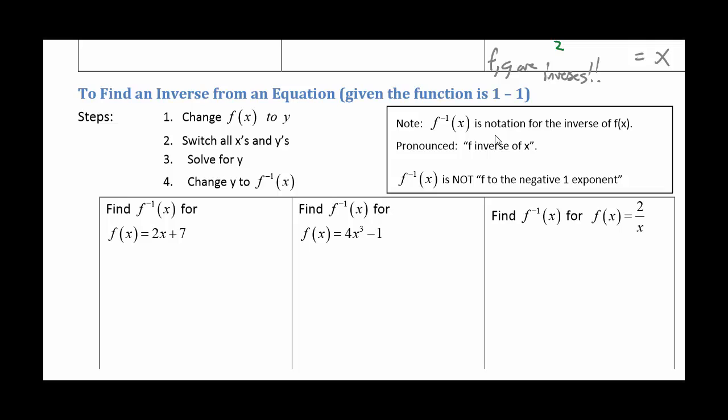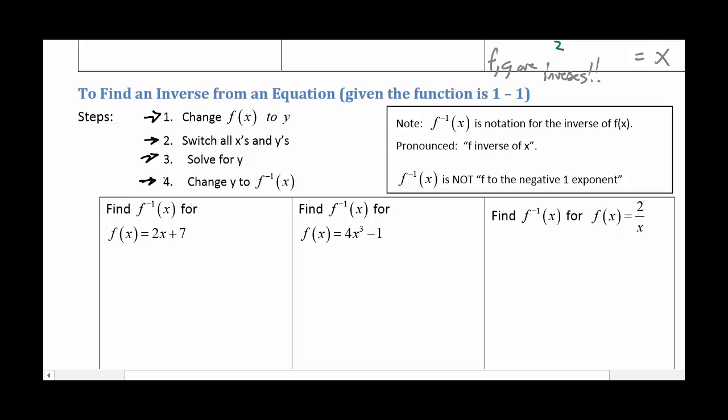Okay, so now that we've practiced identifying if two functions are inverses, let's actually go about writing our own inverse. So the process is like this. We're going to change any f of x to a y. Then we're going to switch x and y places. Solve for y, and then replace the y with the inverse symbol.